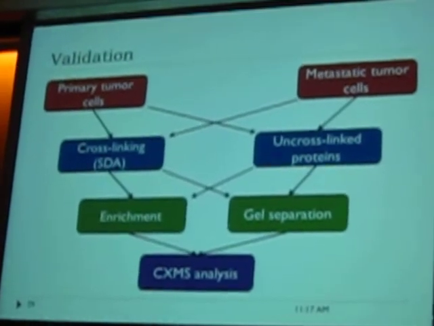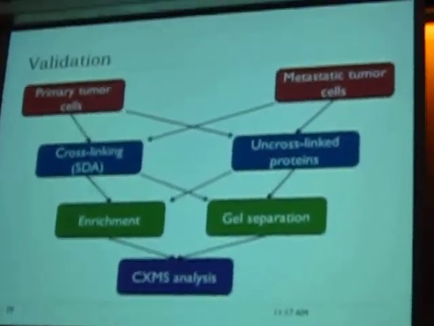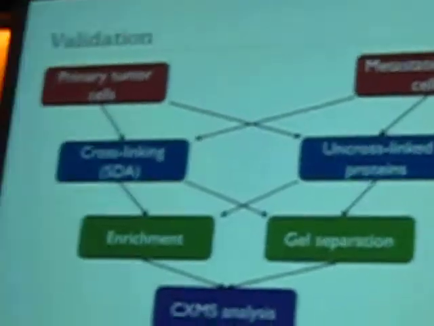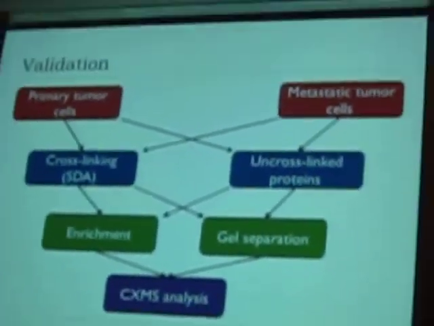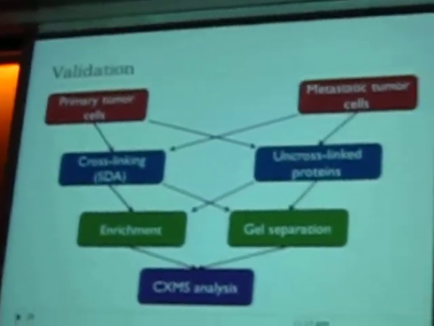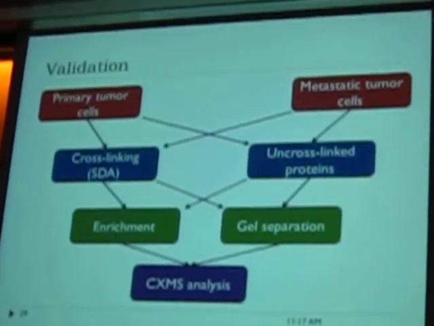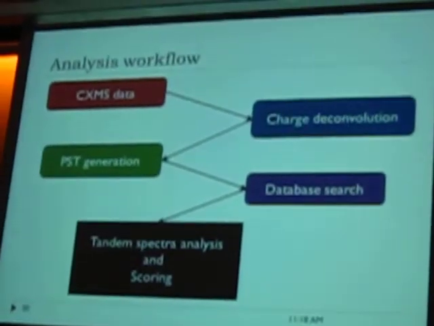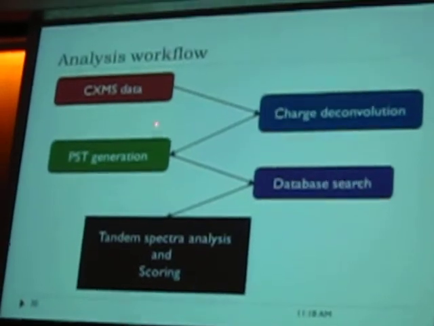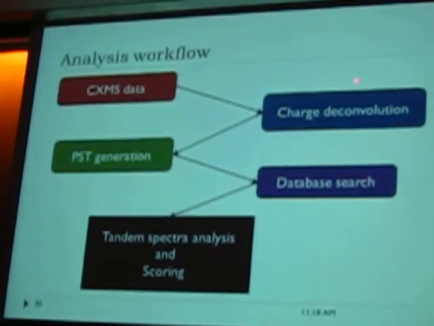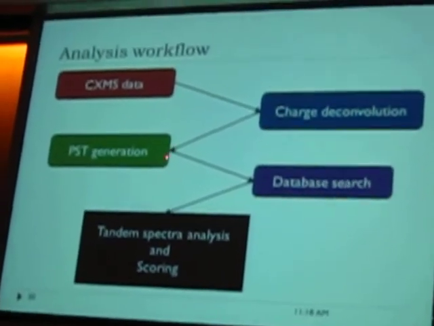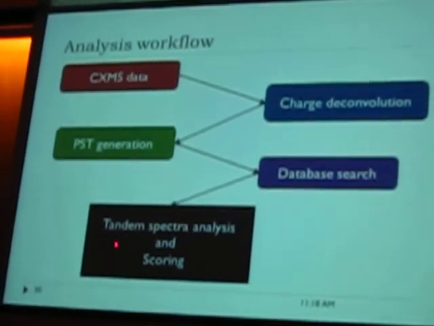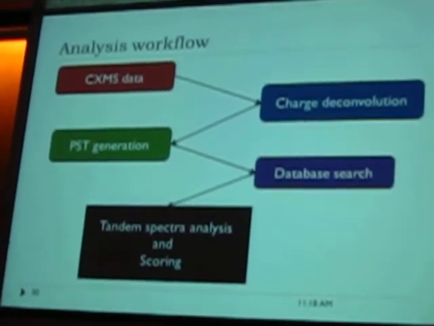This is the validation system we are using. We have primary and metastatic kidney cells from the same patient, from melanoma cells, and we are doing cross-linking to validate the proteome-level functionality of XLPM. And this is the typical workflow. We analyze data, do charge deconvolution, generate the PST tags and do the database search, and here we'll again be using PYI.